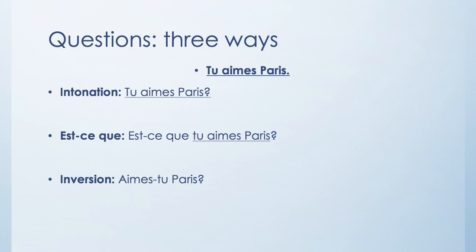Now the inversion. It doesn't even sound easy, does it? In the inversion, as you can deduce, we have to invert something. Basically, we invert the position of the pronoun and the verb, the subject and the verb. So we put the verb first in the question and the subject after the verb, and we link them with a hyphen. So our simple sentence will end up being aimes-tu Paris?